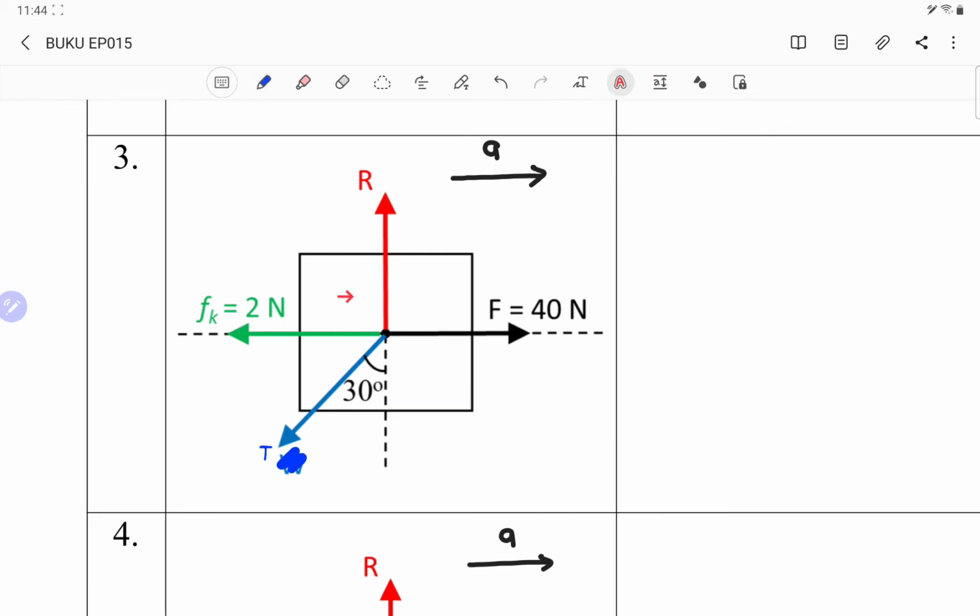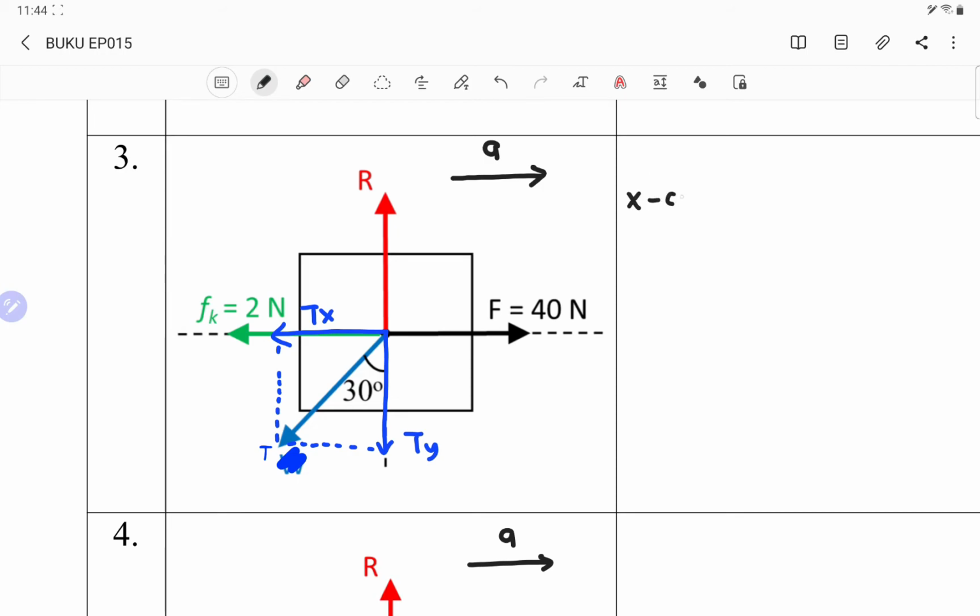Now we have diagram 3. Diagram 3 dia ada 1, 2, 3, 4 juga komponen. But then vector T, we need to resolve it to X and Y component. Okay, so this one, Tx akan duduk di sini. Okay, and then Ty akan duduk di sini.